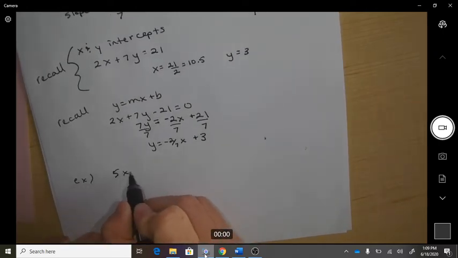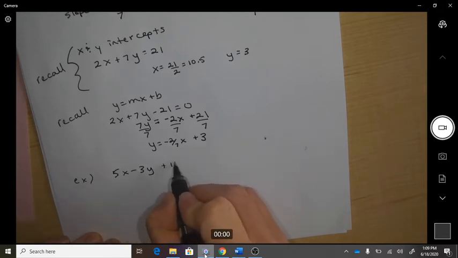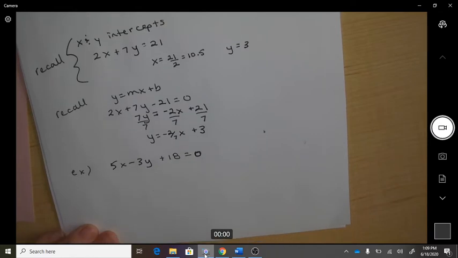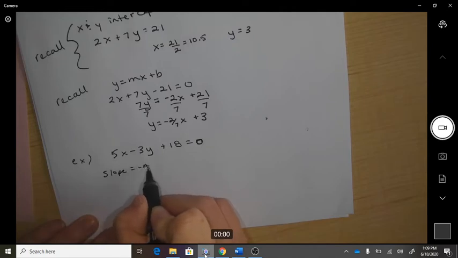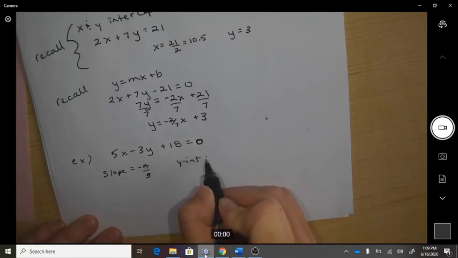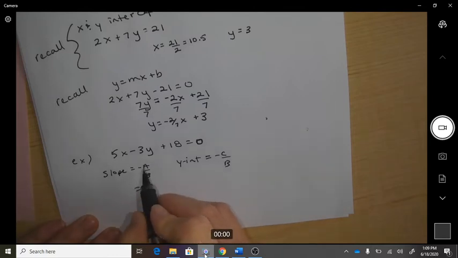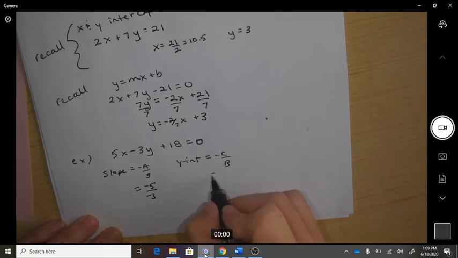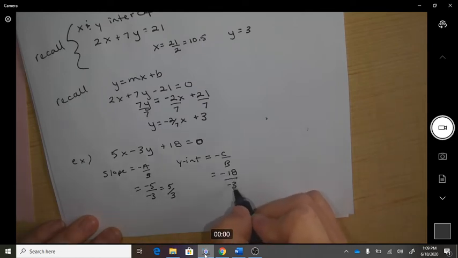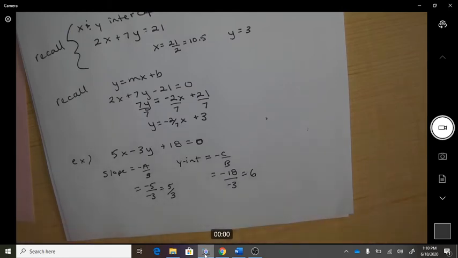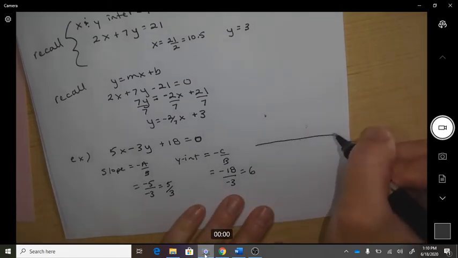Okay, another example. 5x minus 3y plus 18 equals 0. Okay, so using the formulas, that slope equals negative a over b, y-intercept equals negative c over b. So negative a over b and negative c over b. So I'm just going to simplify this. So if you have two negatives, you can actually also write that as a positive. And two negatives make positive, and then that would divide to 6. So my y-intercept is 6.